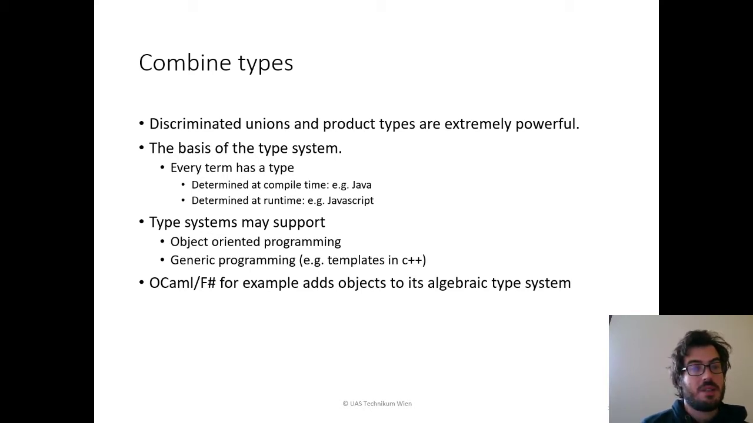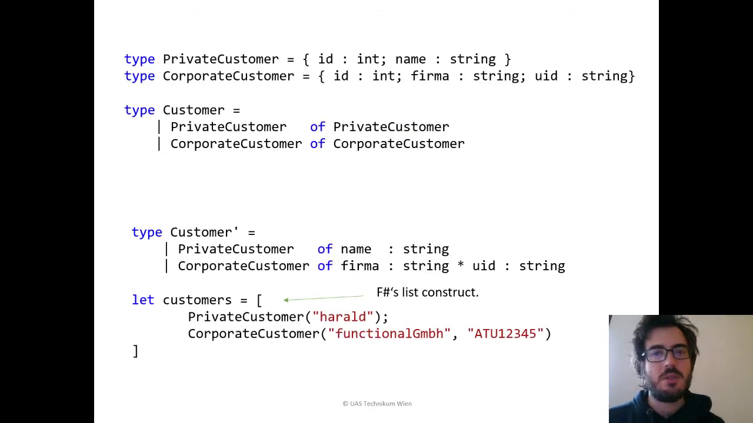Type systems may support object-oriented programming or generic programming. Haskell or C++, for example, are strong in generic programming. In OCaml and F#, for example, we have the algebraic type system as a basis, and then they added object-oriented programming support on top of it. So this is kind of a similar approach, but from the other direction. In C#, they started off with an object-oriented type system, and now they are just adding algebraic type system components.